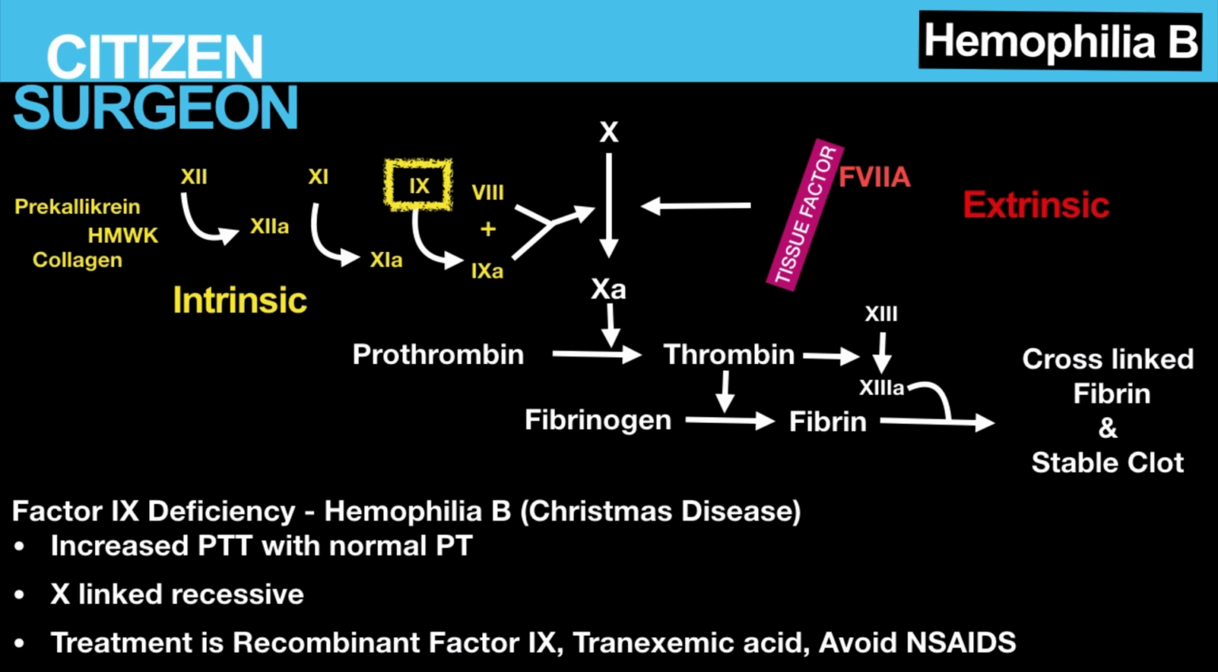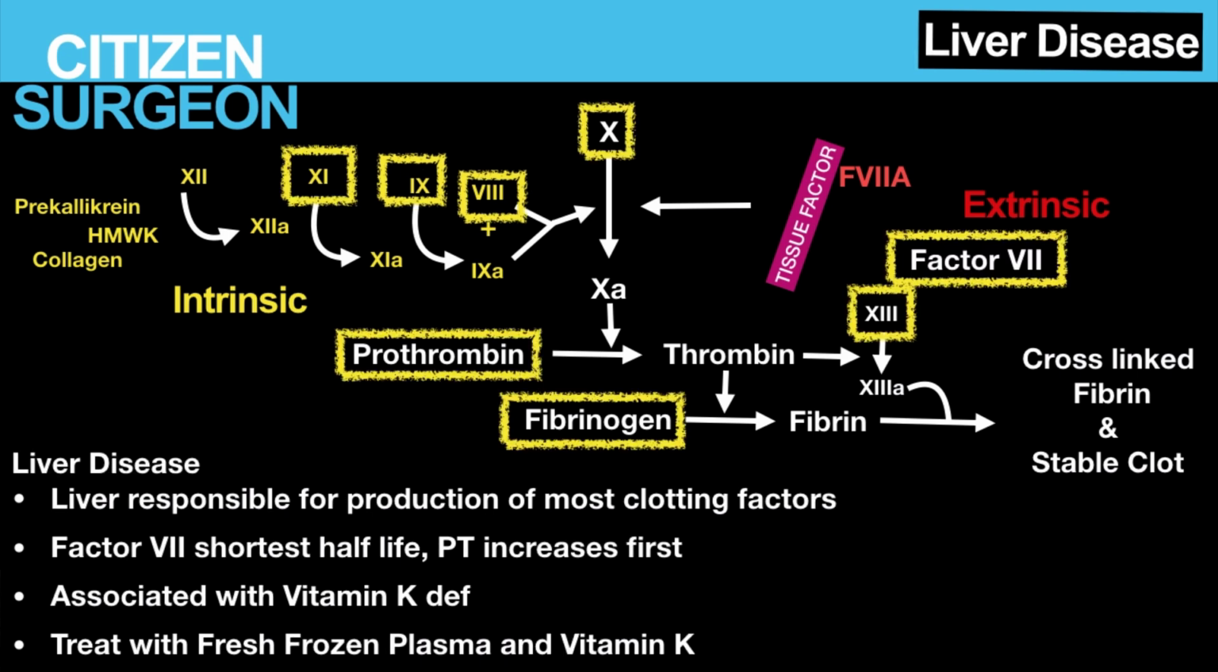Now moving on to liver disease, we can see that liver disease has a whole bunch of factors involved. If you have liver disease, none of these factors are working properly. These are factors 9, 11, 8, 10, 13, 7, prothrombin, and fibrinogen. So the liver is responsible for most of the cofactors for clotting. If you have severe liver disease, first your prothrombin time is going to go up because factor 7 has the shortest half-life. Eventually your PTT will also be raised.